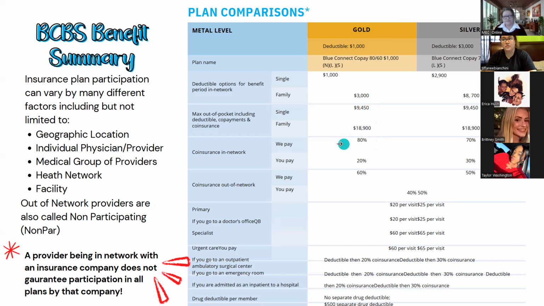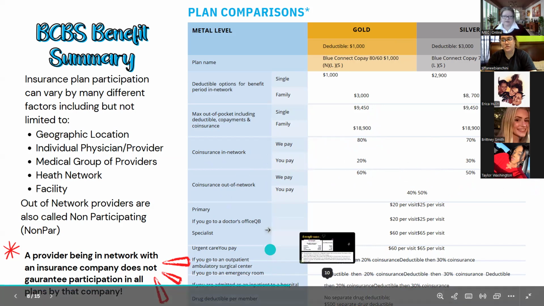Okay. So, what they pay, you can see co-insurance in network, they pay 80/20, or on this other plan, 70/30. And if it's out of network, they pay 60% on this plan or 50% on that plan. So you can see how the different tiers of plans work. Your benefits are a little bit better the higher tier you have. But that's kind of what the benefit summary looks like.